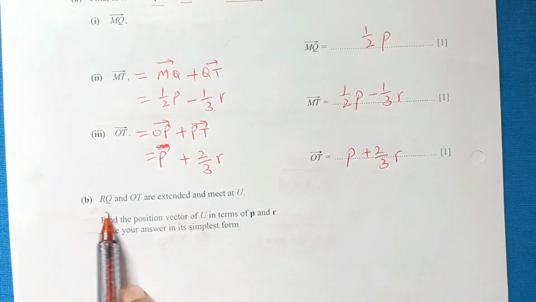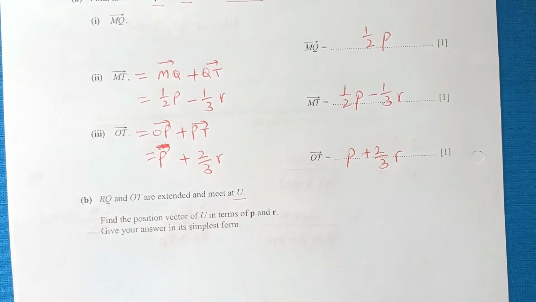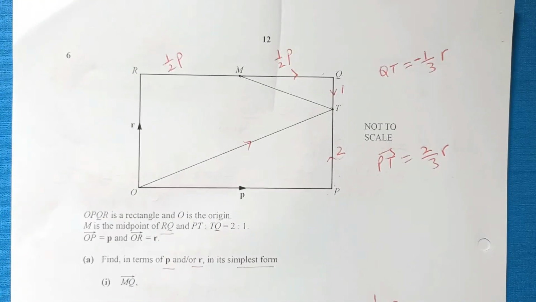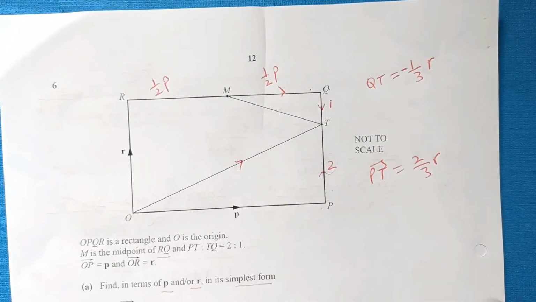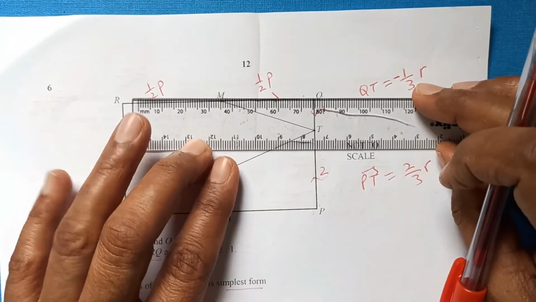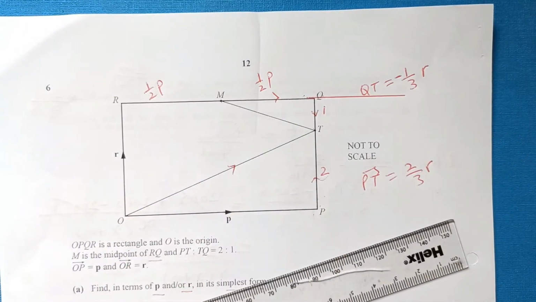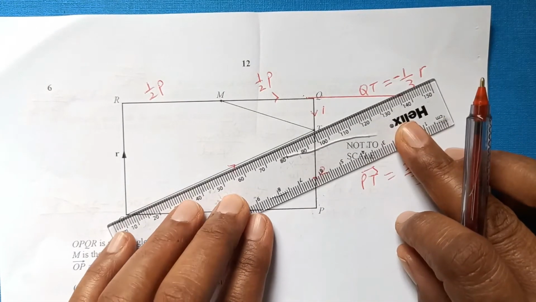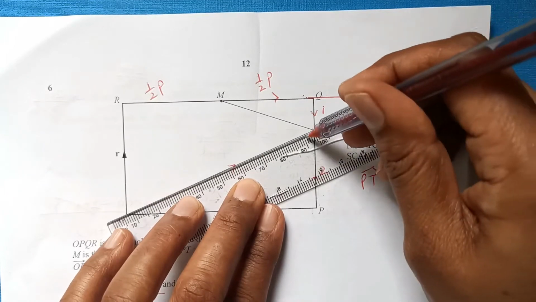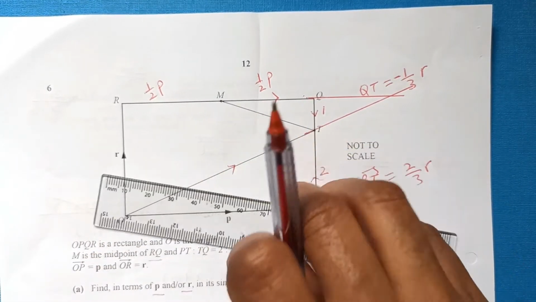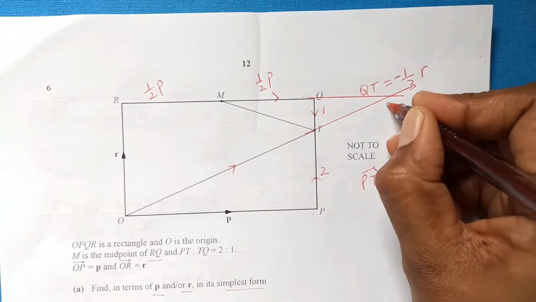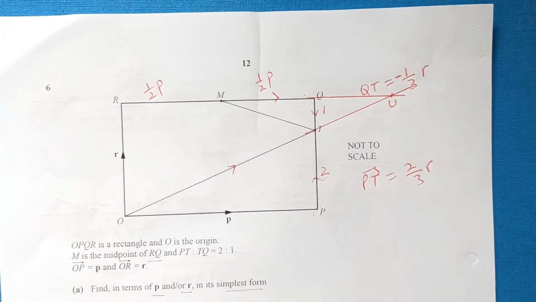Now RQ and OT are extended and meet at U. Find the position vector of U in terms of p and r. Give your answer in its simplest form. RQ is this, and it is extended. OT is this. They are extended and meet at U. So this point is U, given to us.